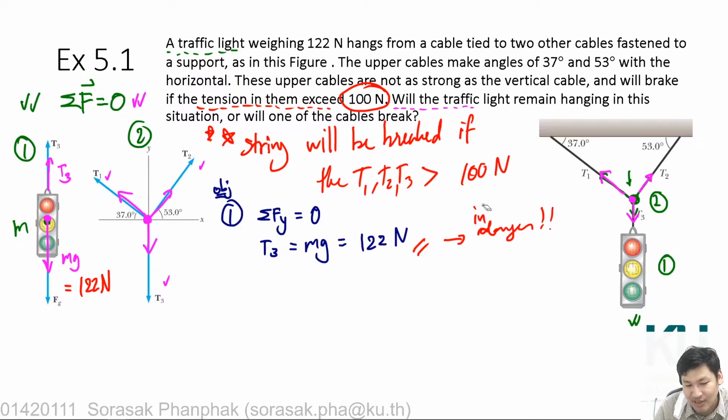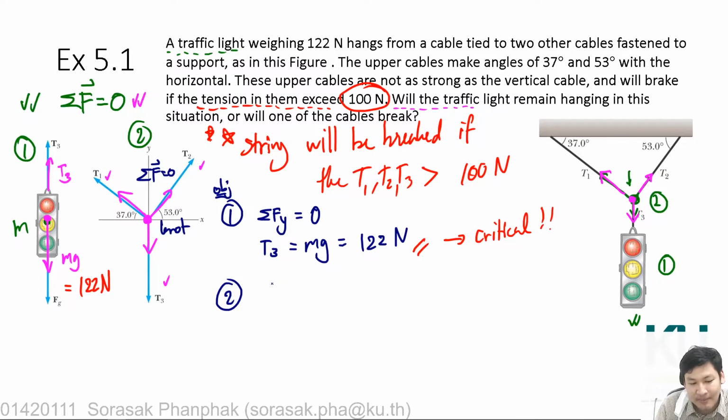Or in danger, if you say it. So it looks like a critical state. So how about the next object? If we look at the second object, which is this knot here, you will see that the resultant force is 0 as well, because there's no moving of this knot.